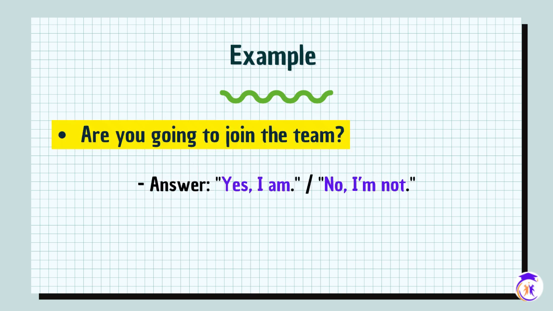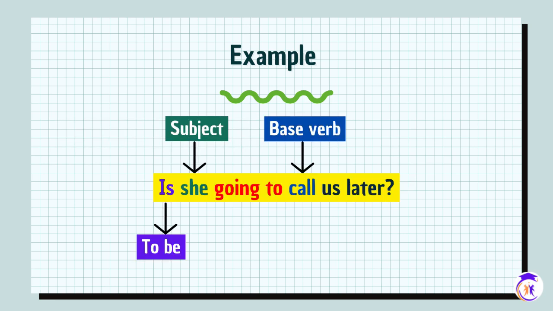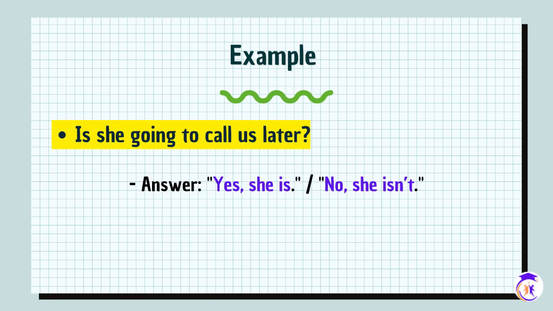The answer to this question could be either yes, I am, or no, I'm not. Is she going to call us later? This sentence starts with is because the subject is the third person she. The phrase going to is placed after the subject and followed by the base form of the verb call. The answer could be either yes, she is, or no, she isn't.